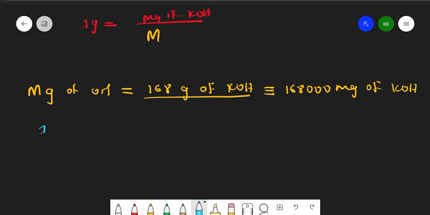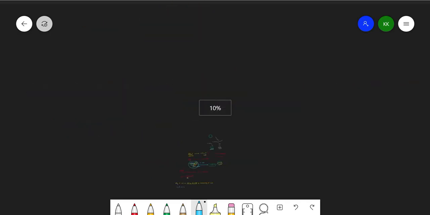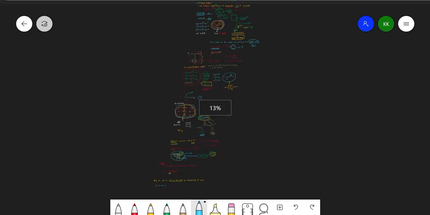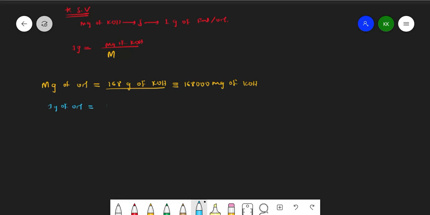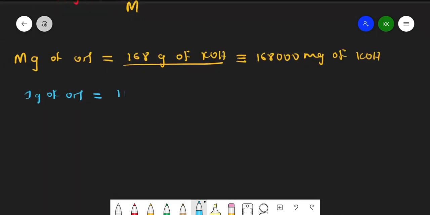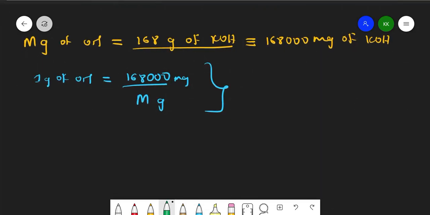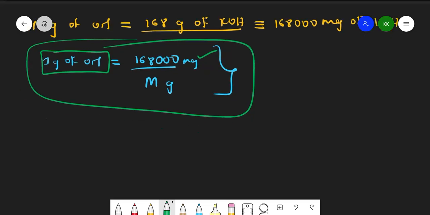So for 1 gram of oil, how much do I need? I need 168,000 divided by m gram, here it is milligram. So this will give me the saponification value. Saponification value tells, for 1 gram of oil, how many milligrams of KOH is required. That is nothing but the saponification value, you can remember it like that, right?